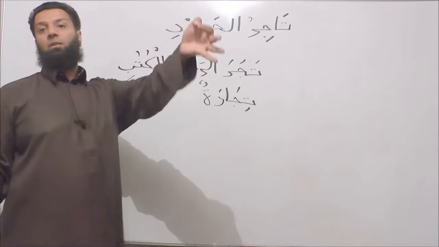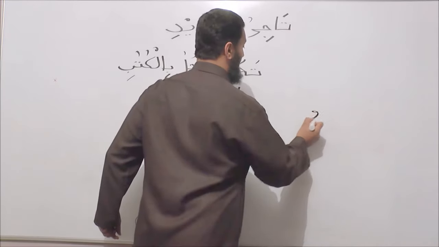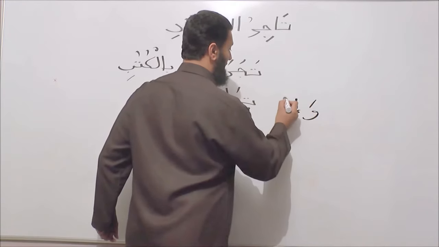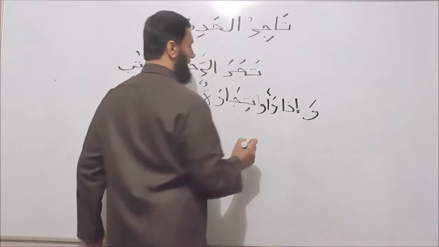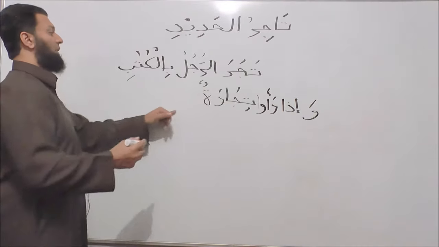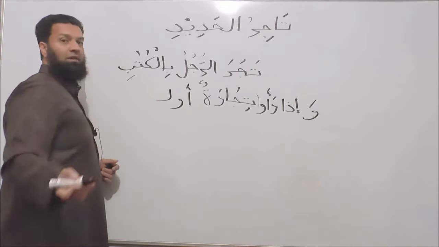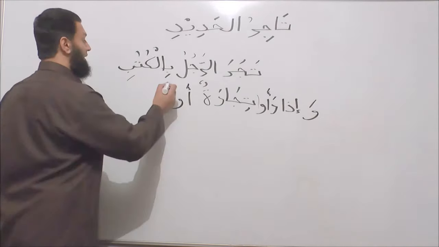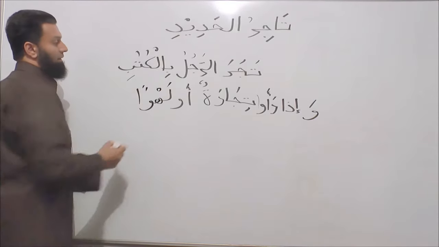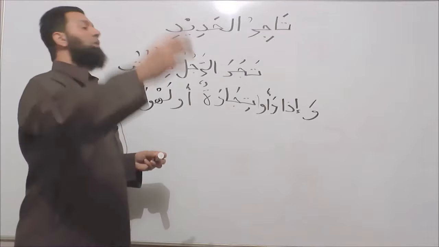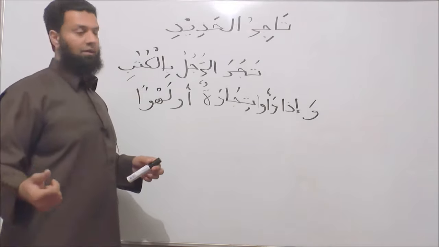وَإِذَا رَأَوْا. Go back to your reading. وَإِذَا رَأَوْا تِجَارَةً أَوْ لَهْوًا انْفَضُّوا إِلَيْهَا وَتَرَكُوكَ قَائِمًا. What's the next part of the ayah? Right.